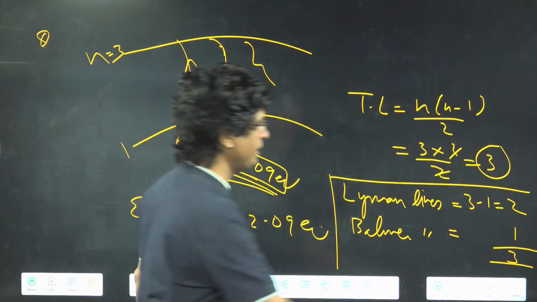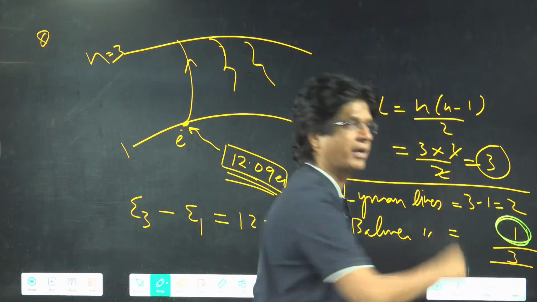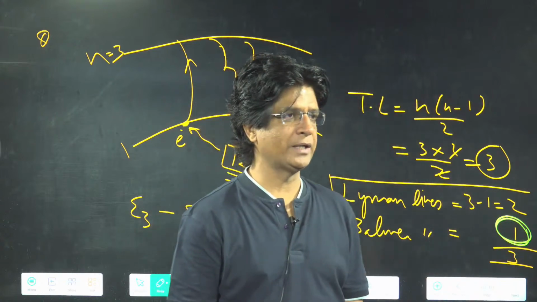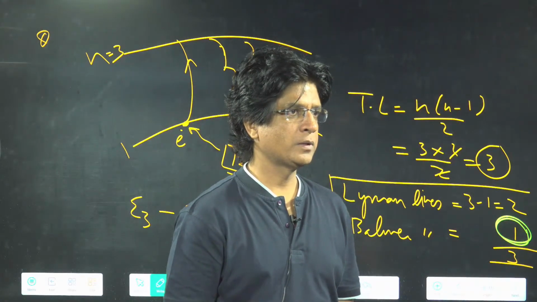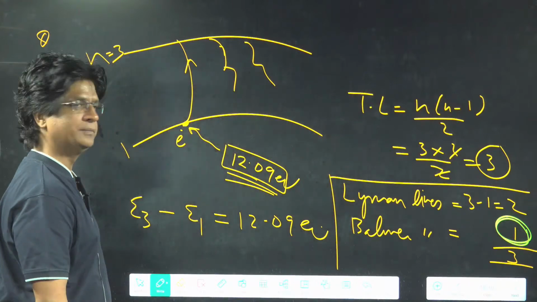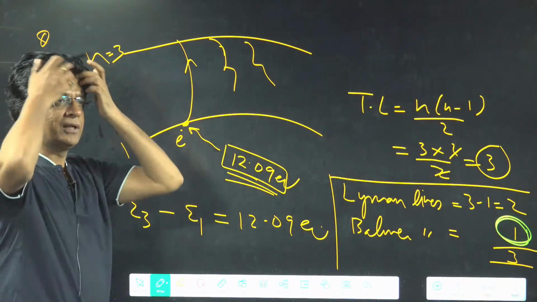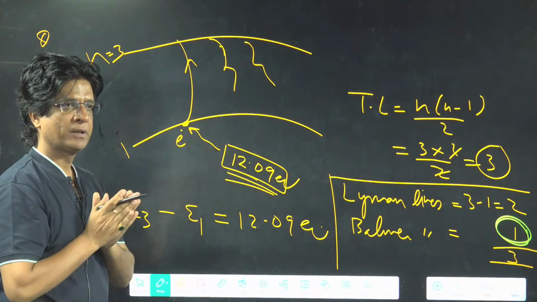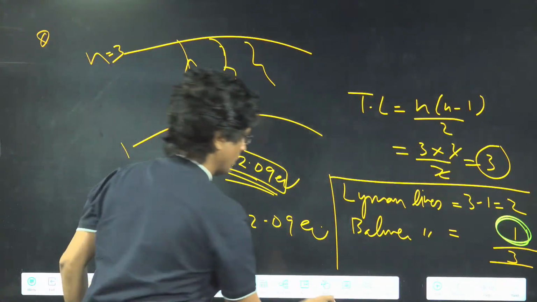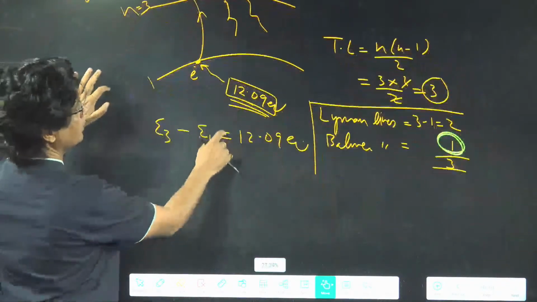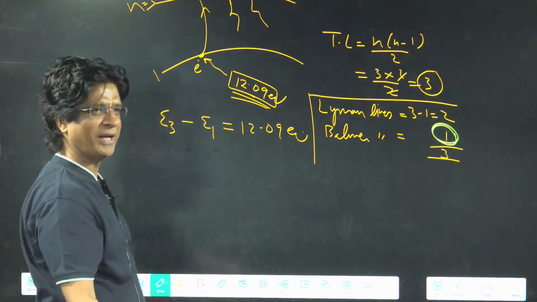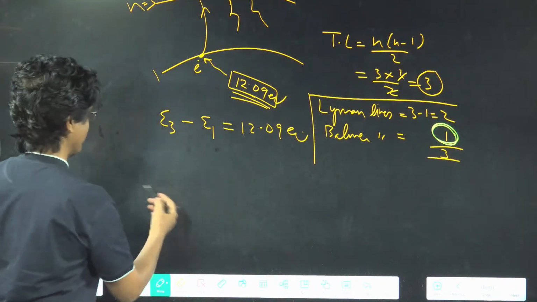Okay, who will tell me what will be the color of this Balmer line? The color of this Balmer line. Who will tell me? Come on. Color of this Balmer line. Come on, Gautam. Come on. Say it. See this thing.